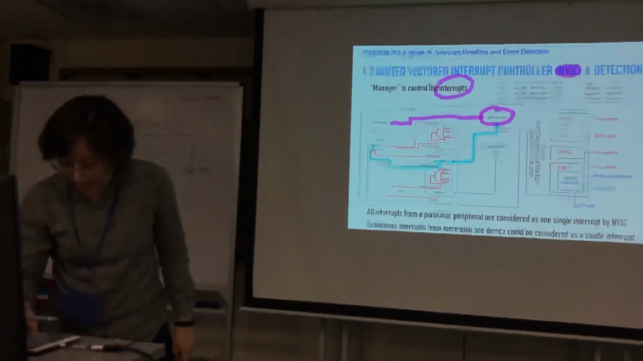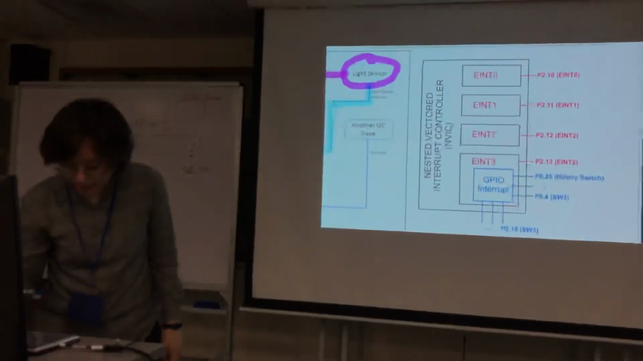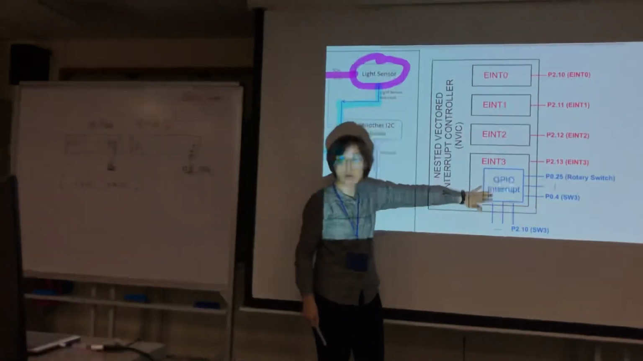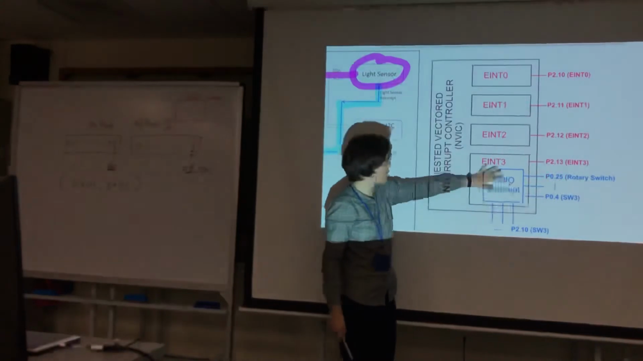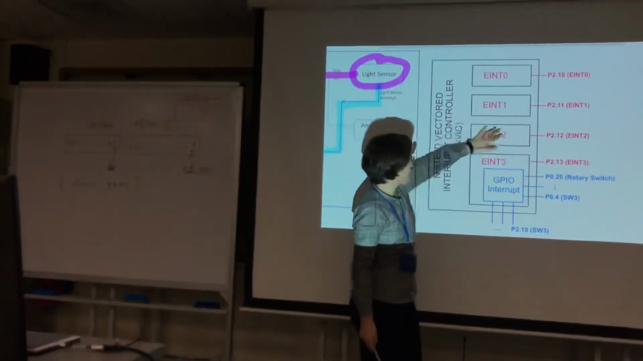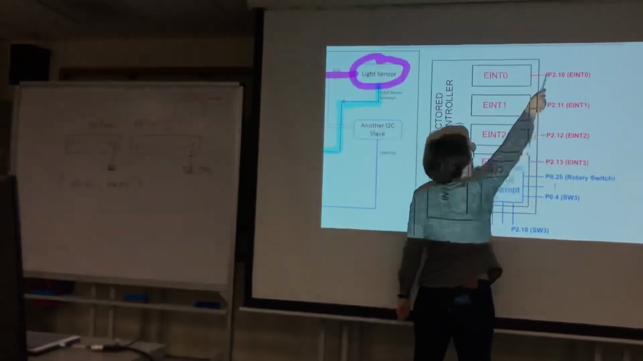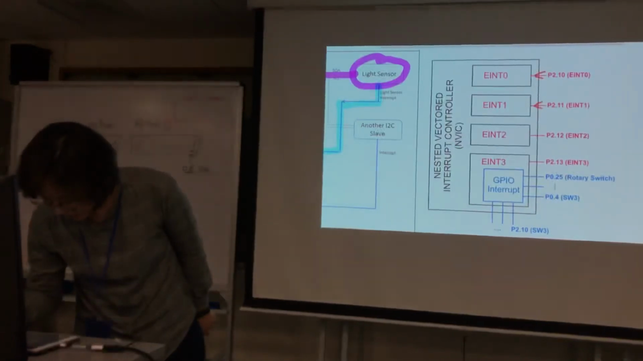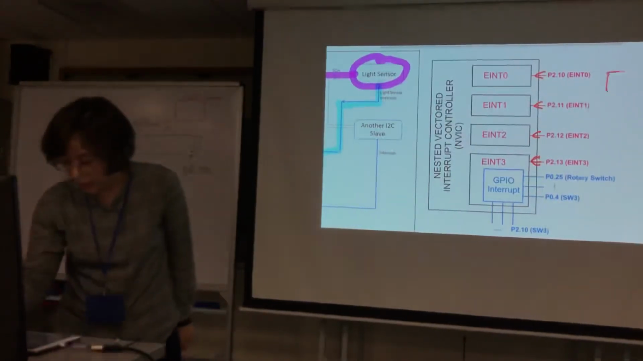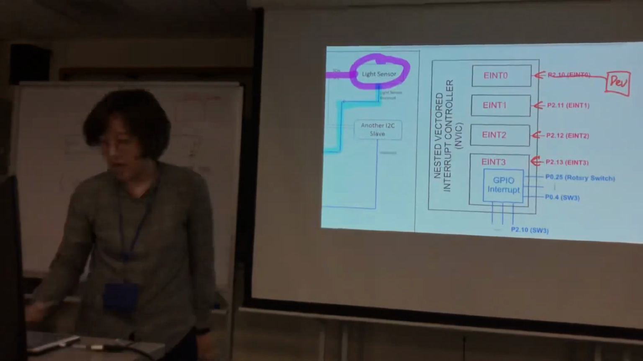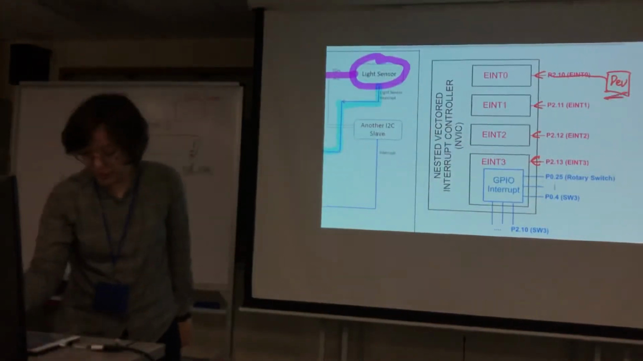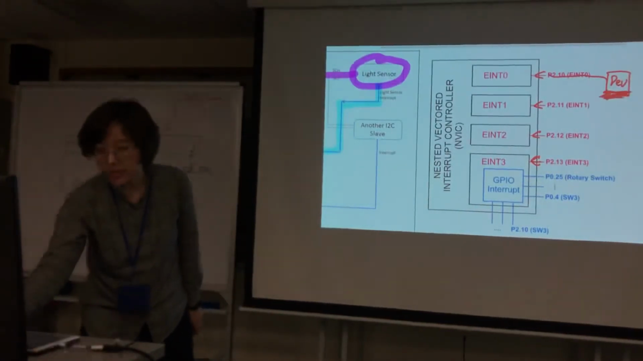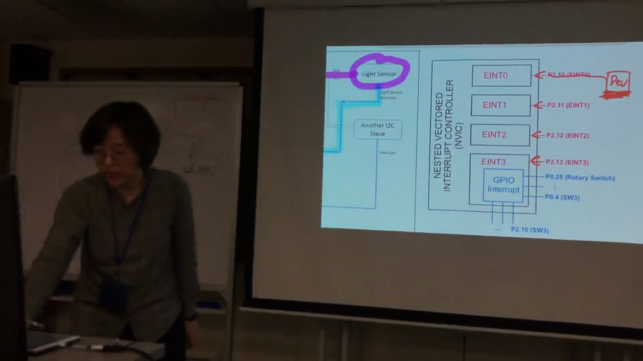And if I draw it in a simplified way, here is your NVIC, and here is your GPIO interrupt. You can also have ENT0, ENT1, 2, 3. These are the pins that give you the input of your interrupt. So you can take your own device and connect it to here, and make this one an interrupt. It means you can respond pretty fast based on this device. You are able to do that.